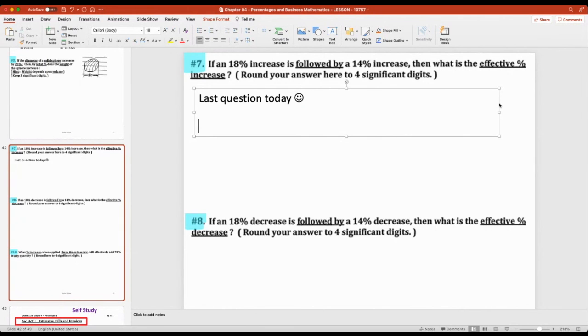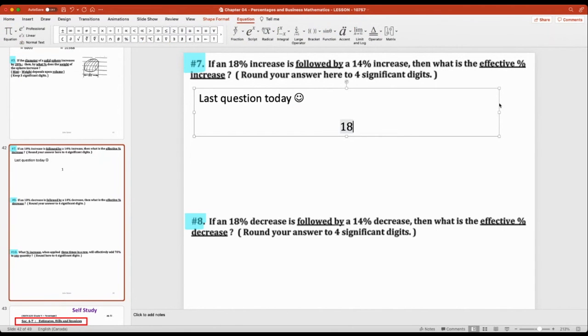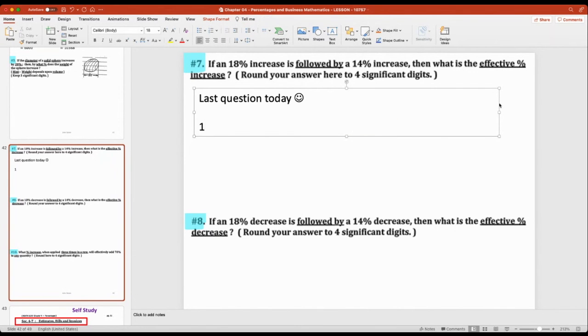Okay, so it says here, if an 18% increase is followed by a 14% increase, what is the effective percent increase? By effective, they mean overall. So 18% means what? Multiply by what? Can someone tell us? What if you have 18% increase, what does that mean you multiply by?